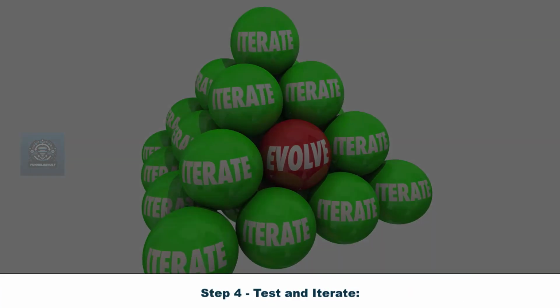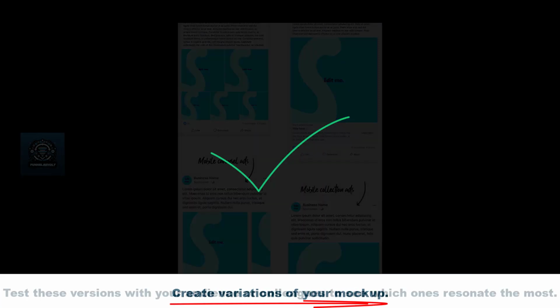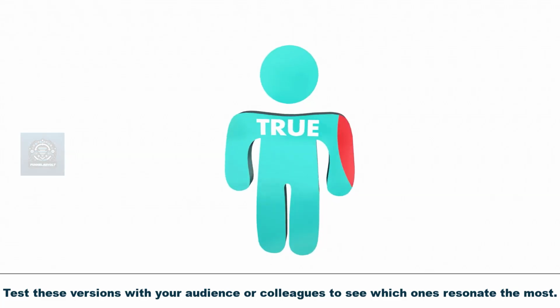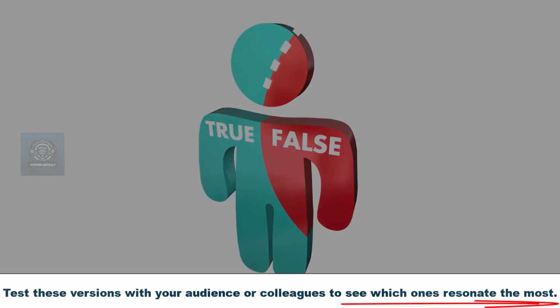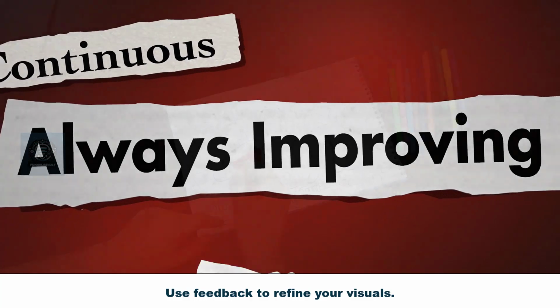Step 4. Test and iterate. Create variations of your mockup. Test these versions with your audience or colleagues to see which ones resonate the most. Use feedback to refine your visuals.